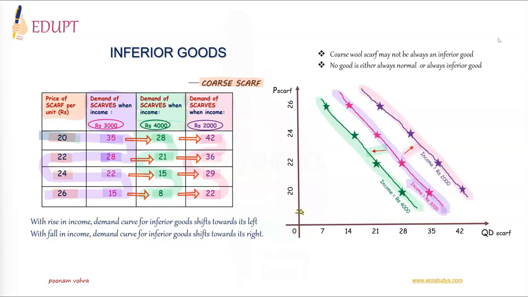Trying to say that with rise in income, demand curve for inferior goods shifts towards its left, and with fall in income, demand curve for inferior goods shifts towards its right. One must also remember that any inferior good may not always be an inferior good. No good is either always normal or always inferior. It all depends upon the likings or dislikings of the individual with changes in income.